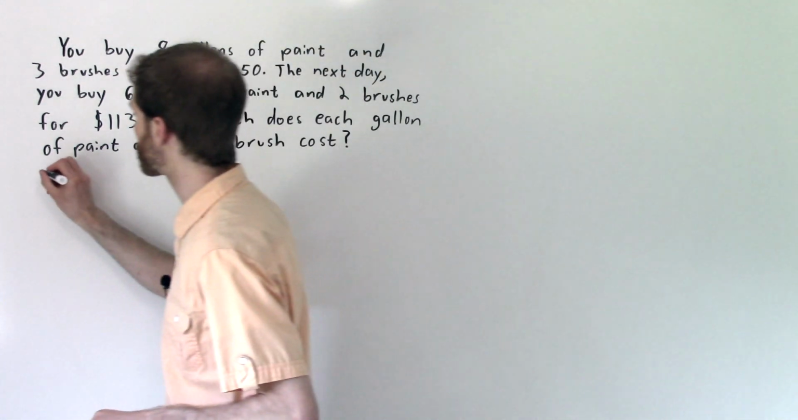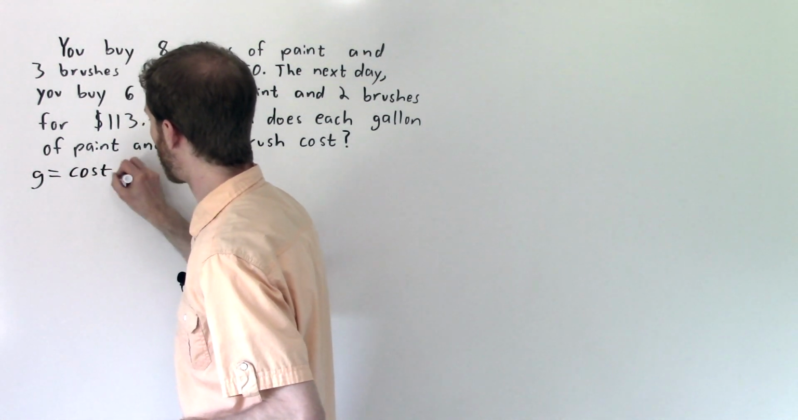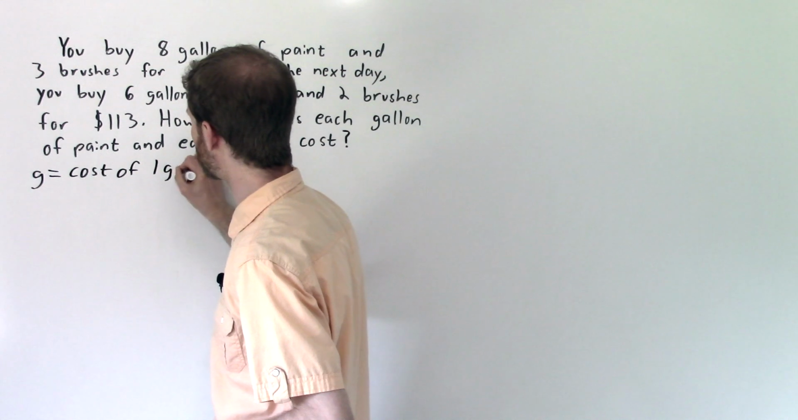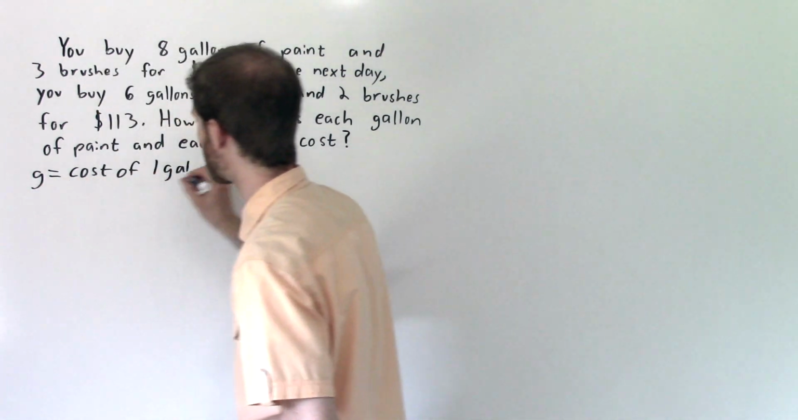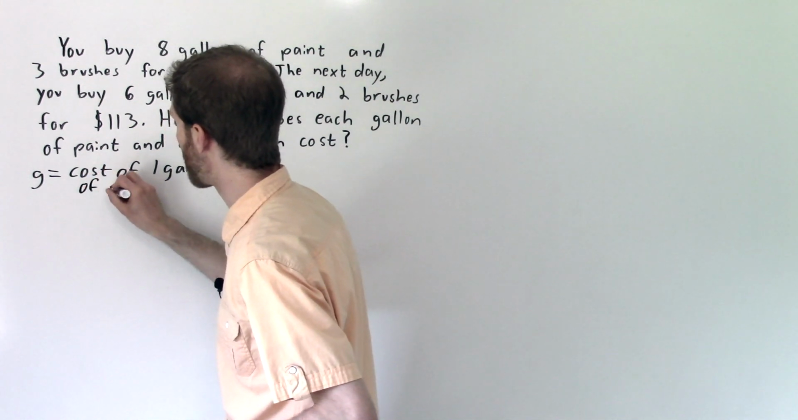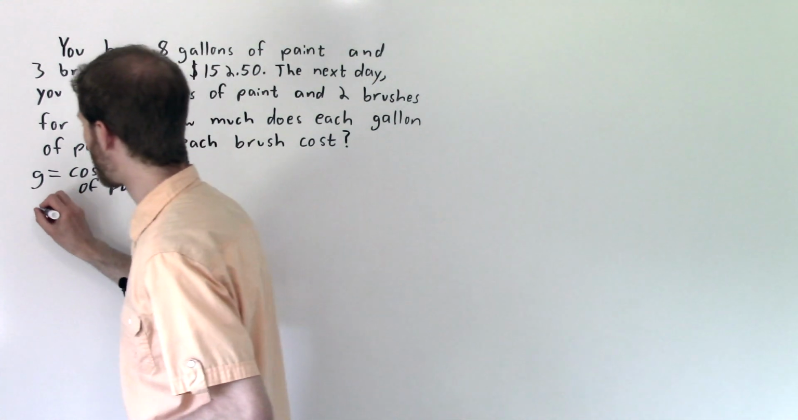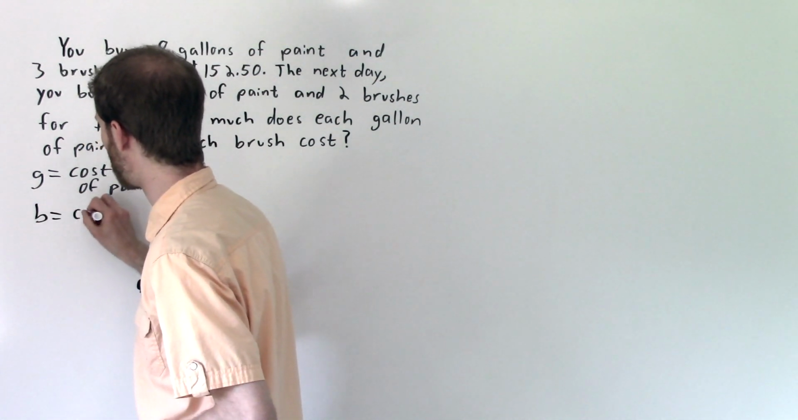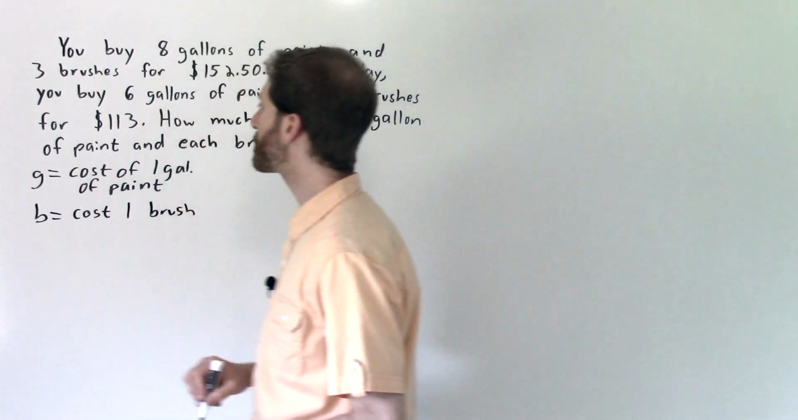I define them first. So G equals cost of 1 gallon. You could say of paint. I guess I won't be lazy. Of paint. I won't be lazy. You don't be lazy either. And then we'll say that B equals the cost of 1 paintbrush. Cost of 1 brush. Okay, so now we've defined our variables.